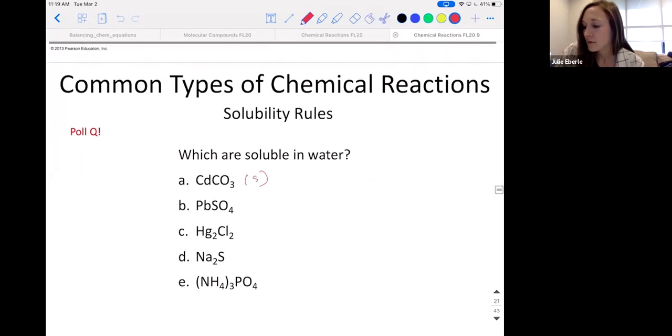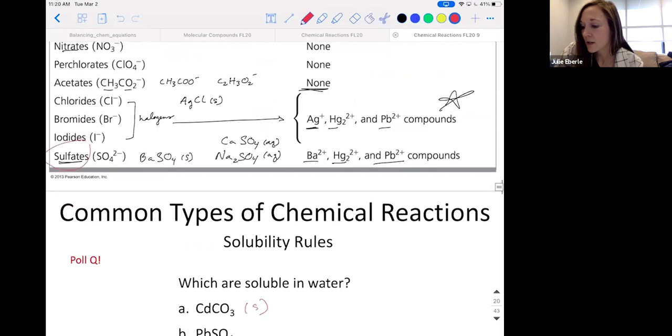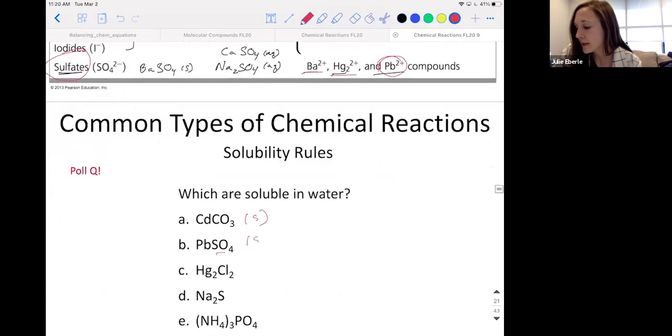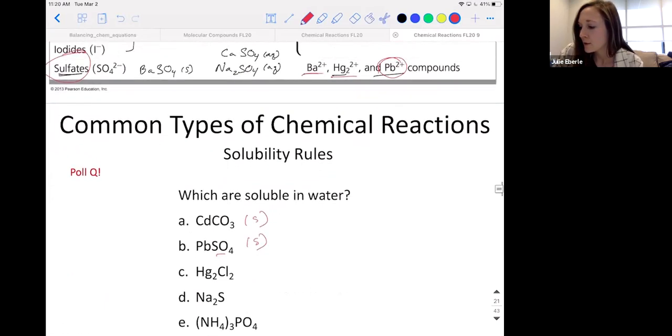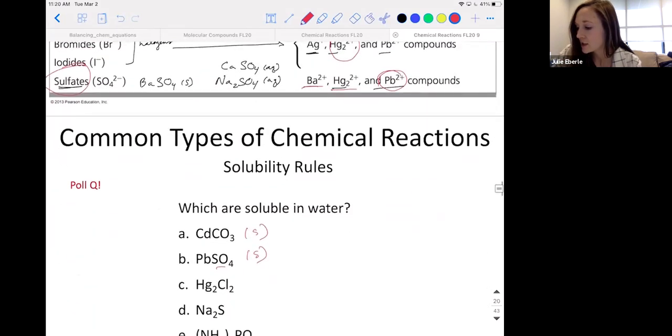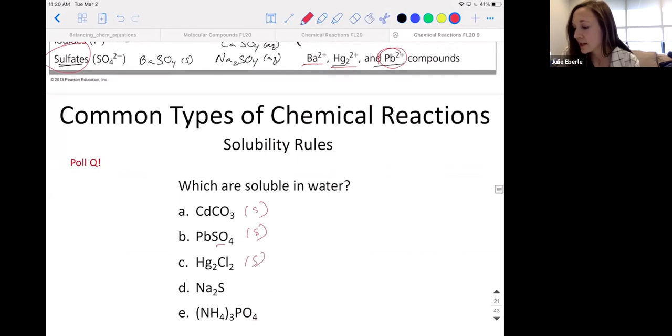Lead sulfate. Okay, I know sulfate's on the chart. That was the last one we talked about. But if the cation is lead 2, PbSO4, it will form a solid. Okay, so sulfate is soluble unless it's paired with barium, mercury, or lead. And here it is lead, so this will form a solid as well. So not soluble. All right, mercury 2 chloride. So chlorides are soluble unless it's paired with mercury 2. So that's also one of the exceptions. Okay, so Hg2Cl2, this is going to form a precipitate.